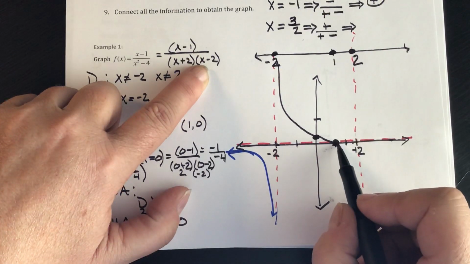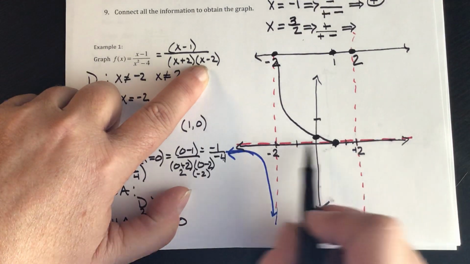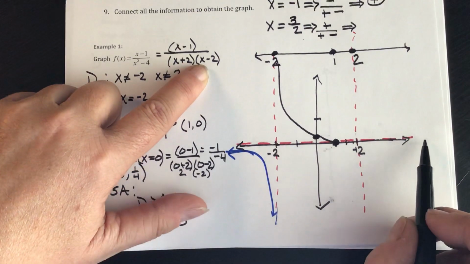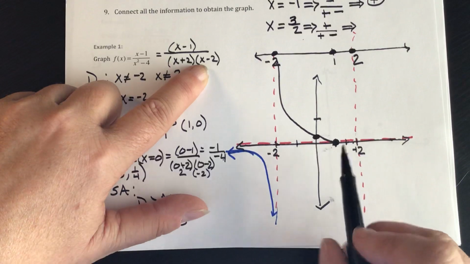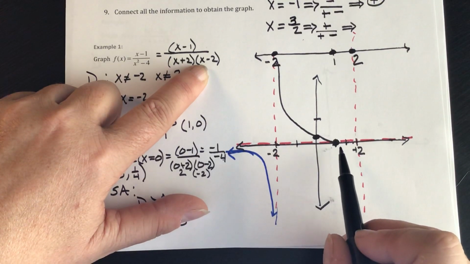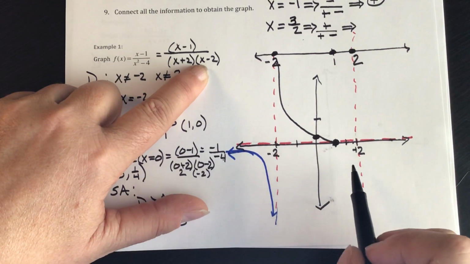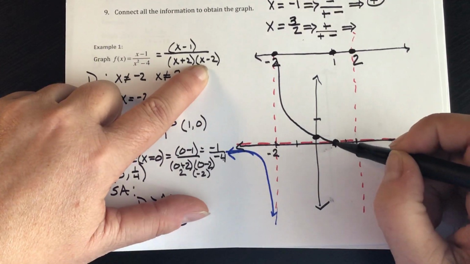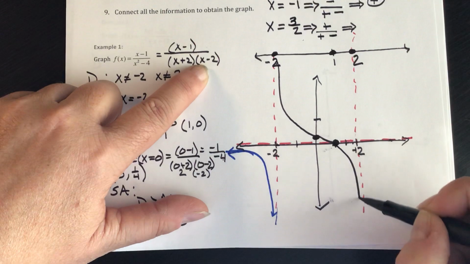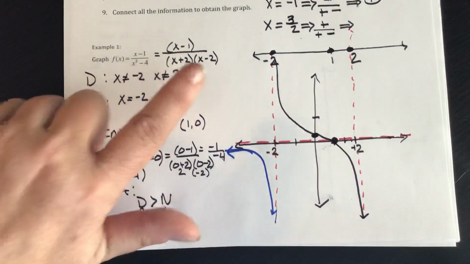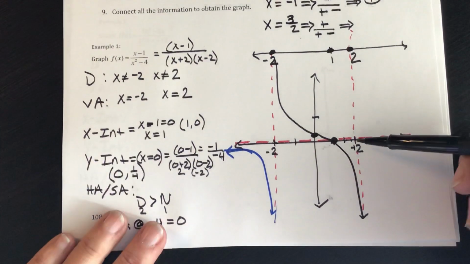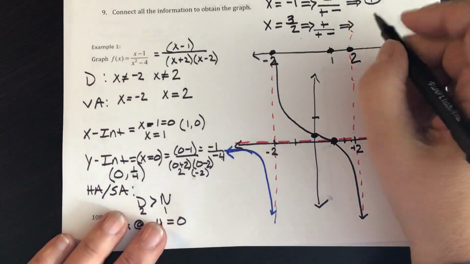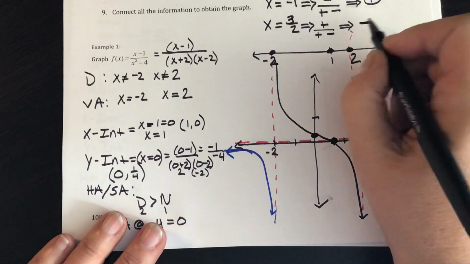So it's going to cross through this x-intercept, which also, by the way, is on my horizontal asymptote. And just to remind you, a graph can pass through a horizontal asymptote, but never a vertical asymptote. So this area is going to come down and approach our vertical asymptote here at 2. So this was negative in this area.